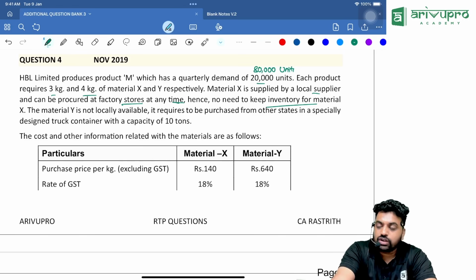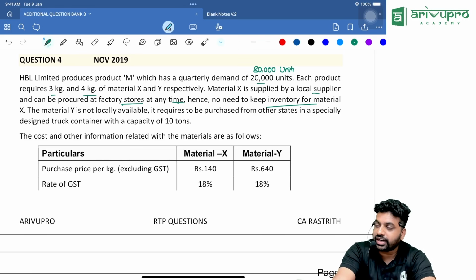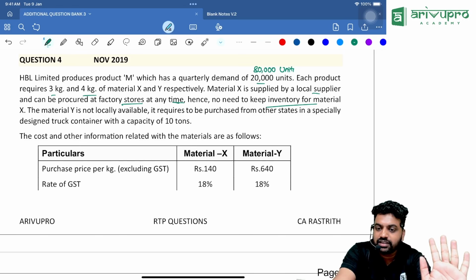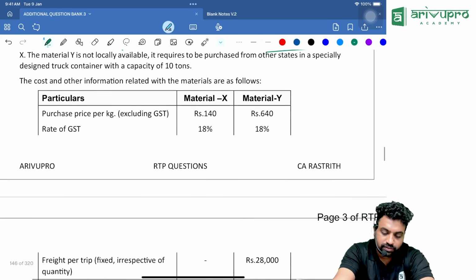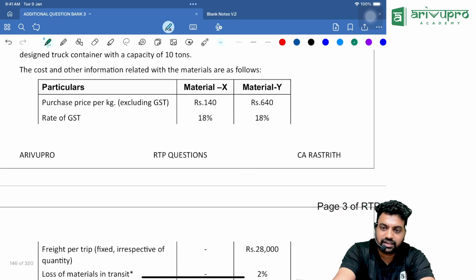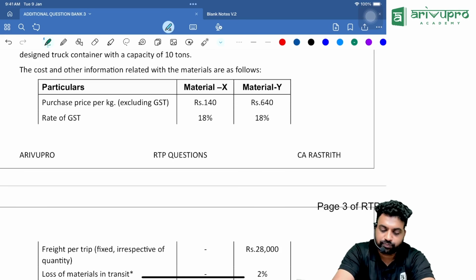The material Y is not locally available. It requires to be purchased from another state in a specially designed truck container with the capacity of 10 tons. That is 1 ton. If it goes, maximum it can carry is how many tons? 10 tons. So one thing you should remember here, the maximum number of tons you can order of Y per order is 10 tons. You don't have a choice at all. Maximum is 10. Minimum could be 1, depending on how much you are going to order.